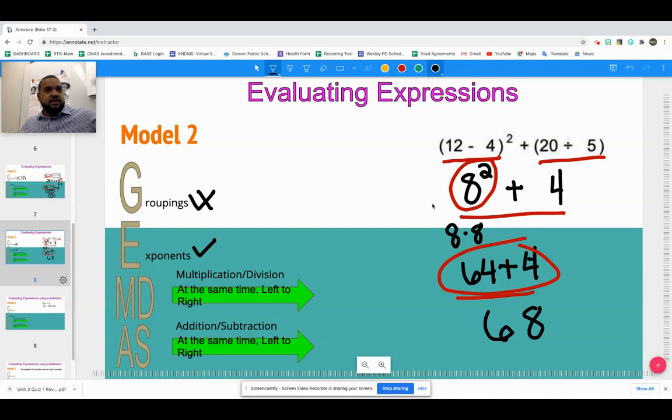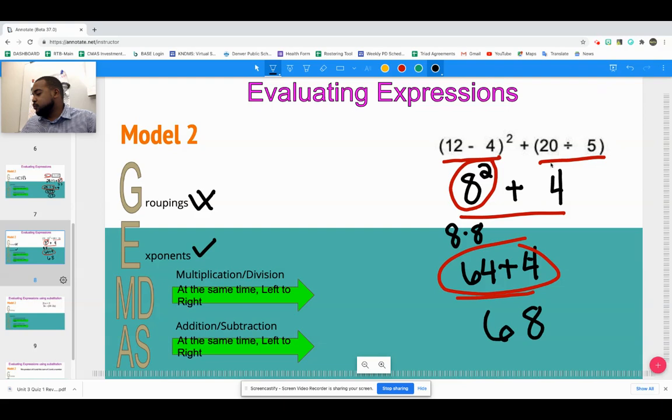Group, do I have any groupings? Yes or no? Exponents, yes or no? Multiplication, division, yes or no? Addition and subtraction, yes or no? And anytime you say yes, that's where you're gonna stop. You're gonna do the math where you circled it for whatever, whether it's a grouping, exponent, multiplication, division, or addition, subtraction operation, and then circle it, and then follow your steps again, like I did here.